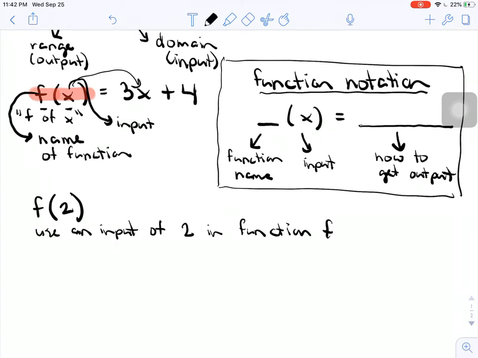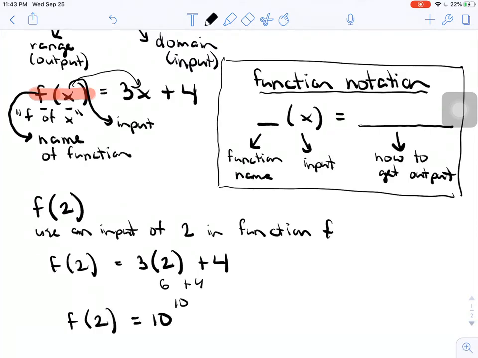Since it just told me use function f, use an input of 2, I can come up to my function f, 3x plus 4, and I could say, okay, to figure that out, I'm going to fill in the input of 2 into the function so that I can figure out what my output is. 3 times 2 is 6, plus 4 gives me 10. So f of 2 equals 10. In other words, if I use an input of 2 in function f, I will get an output of 10.